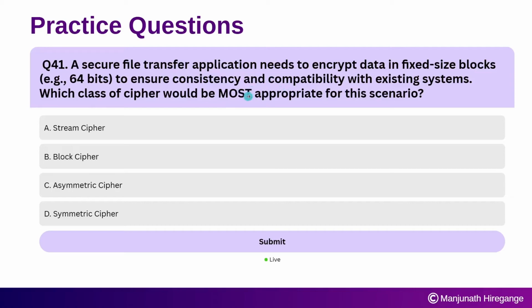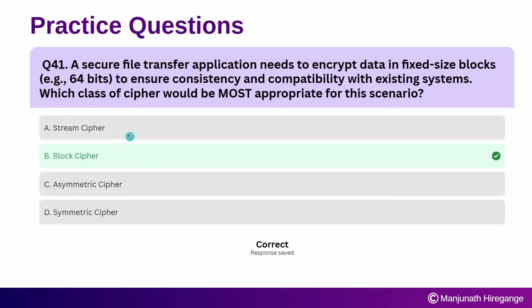Read the question carefully. What we are asking is to encrypt data in fixed size blocks. Let us look at the options: stream cipher, block cipher, asymmetric cipher, and symmetric cipher. Here we are talking about fixed size blocks, so the right answer is block cipher. Yes, we'll explore why it is block cipher.